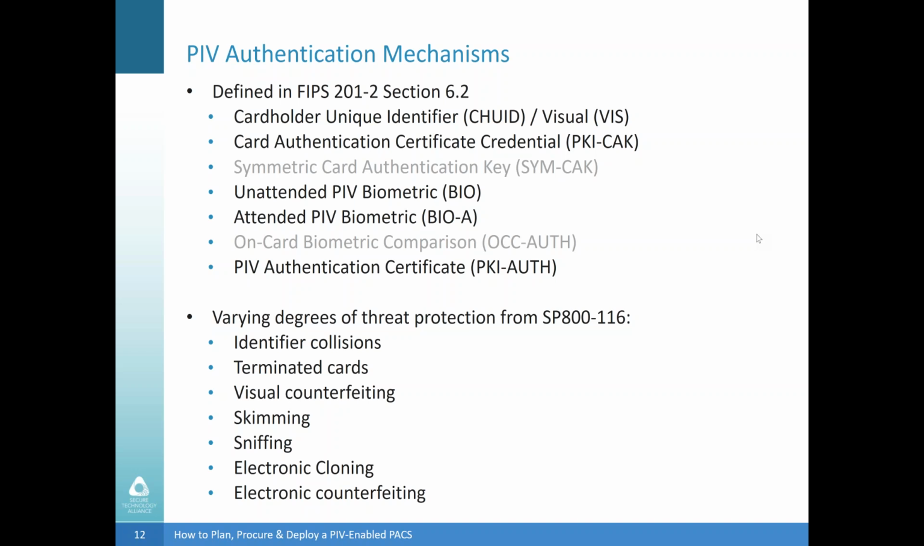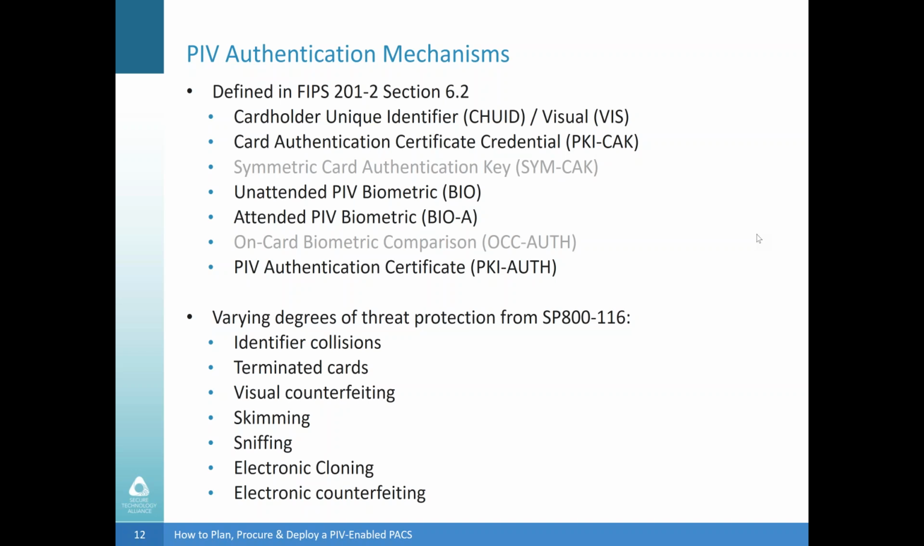The first one is visual authentication. Security personnel simply look at the card for signs of fraud or tampering, and they compare the picture on the card to the person who presented it. Nothing is done electronically, so it doesn't impact the PACS design. The recurring cost for security personnel makes this an extremely expensive authentication mechanism, and it's prone to human error.